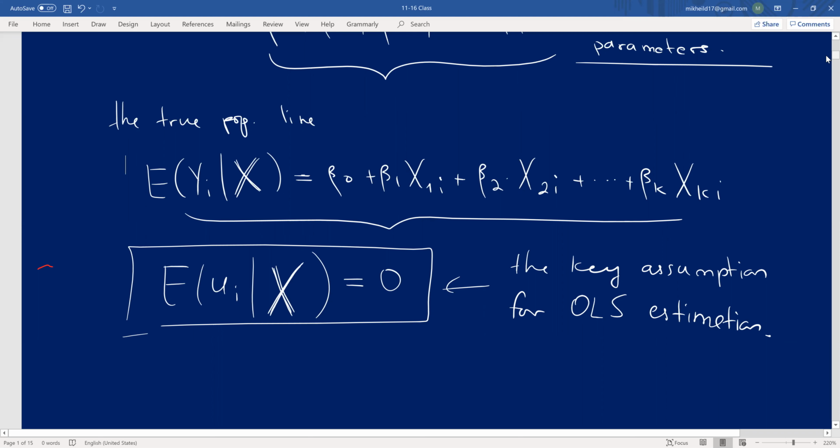Okay, since we don't know these true betas, what can we do? We can estimate this model by the ordinary least squares method and obtain what? The estimates of beta 0, beta 1, beta 2, and so on, beta k. The estimates are denoted by hats.